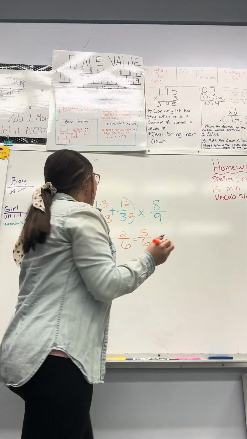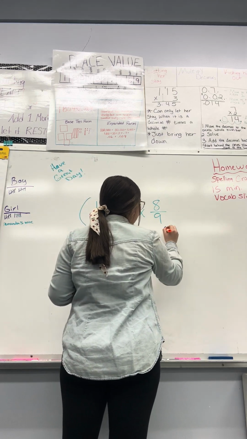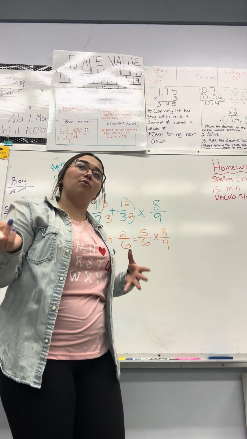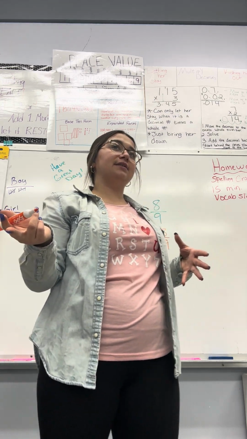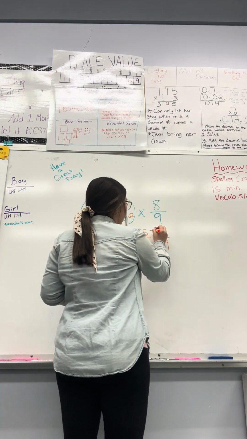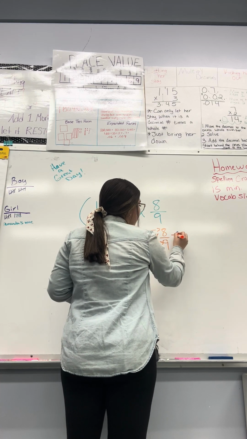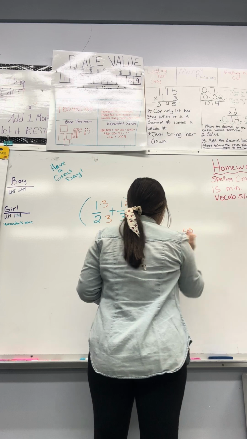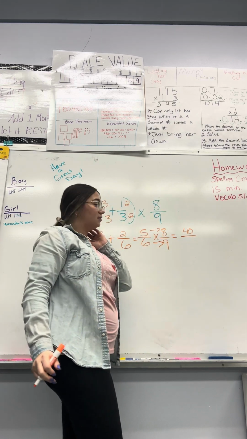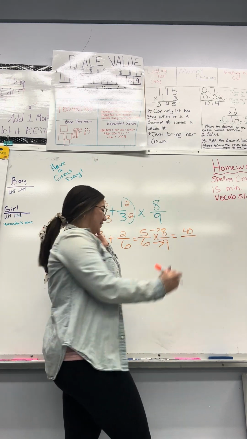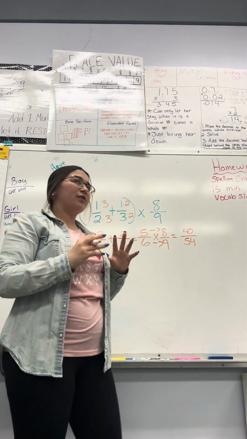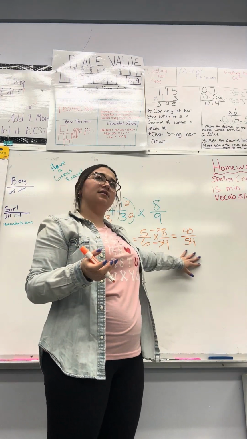Nope, I am not. So I have to times it by 8/9. So remind me, what do I do when I am multiplying two fractions? Yes, you have to times them straight across, right? So what's 5 times 8? Perfect. 40. And what's 6 times 9? 54. Perfect.